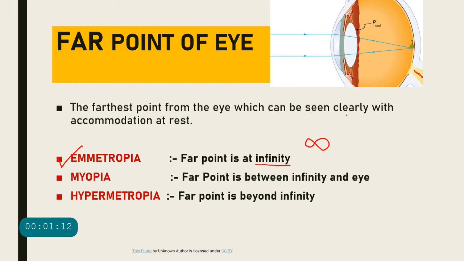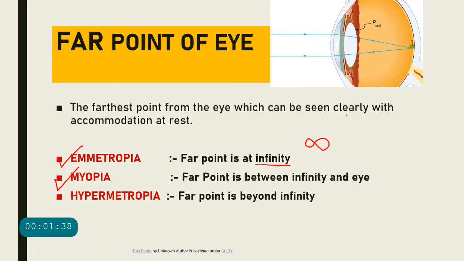Next, we talk about the myopes. We know that myopia is also known as nearsightedness. So in myopia, what happens is that the far point is located in between infinity and the eye. What I mean to say is that the far point is not at infinity, but at a distance which is much less than infinity in the case of a myope.